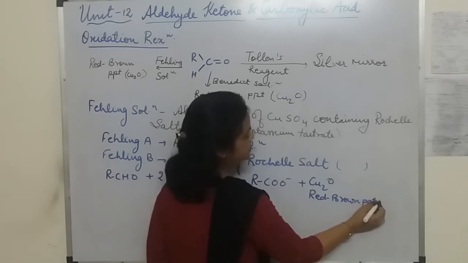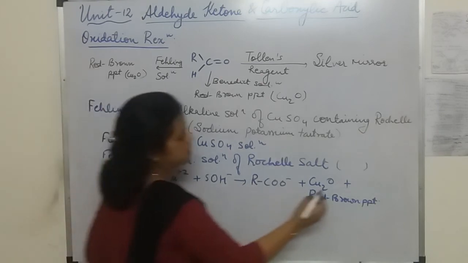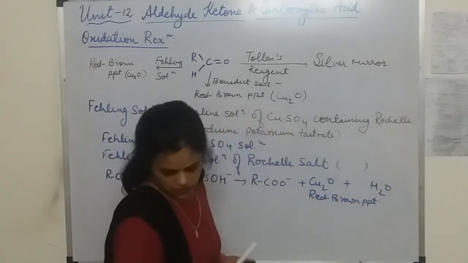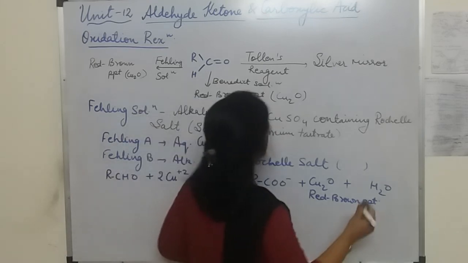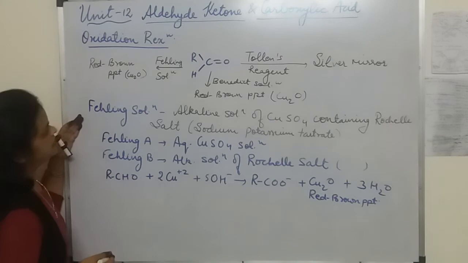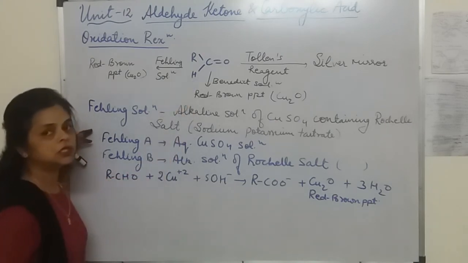Reddish brown precipitate. Okay. Along with this, we are going to have the formation of water molecules, and here the water molecules formed will be 3. Okay, so in this way the Fehling solution can also be used to detect the aldehyde functional group.